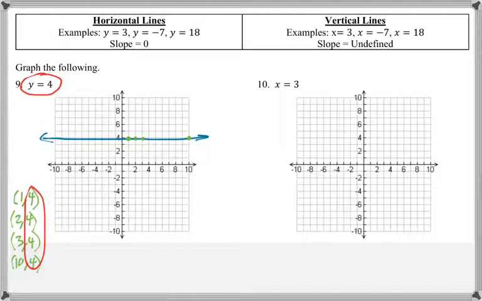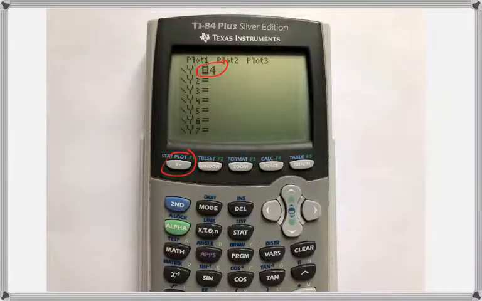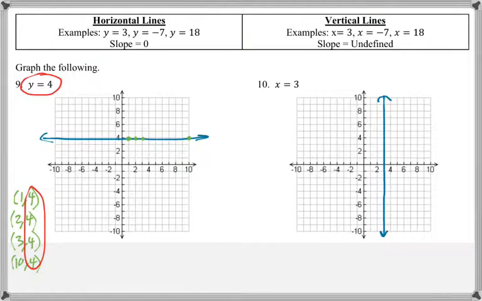Number 10 is x is equal to 3, which is a vertical line, and it's a vertical line that goes through 3, right like this. Now, we can't actually graph vertical lines on the calculator because they are of this form x is equal to, and on our calculator we only have a y is equal to menu. So we can't actually graph vertical lines on the calculator.